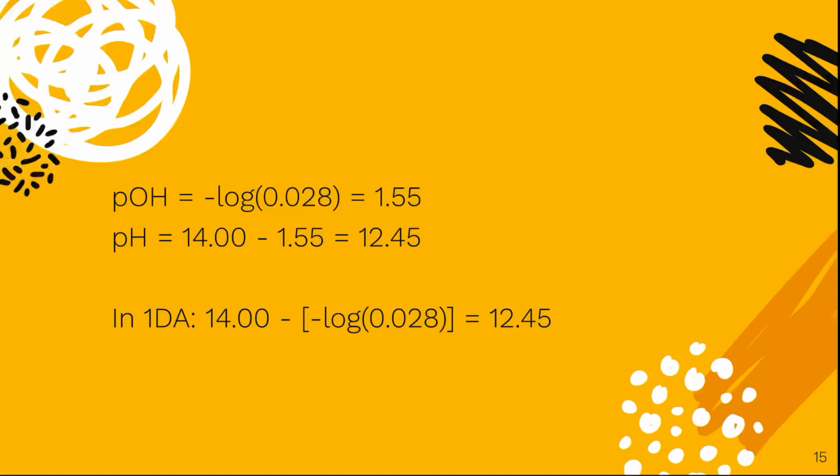So in one line, we have 14.00 minus the negative log of 0.028 is equal to 12.45, and that's our pH value.